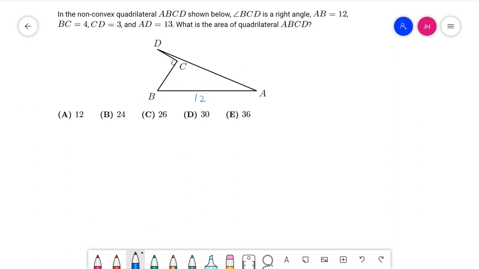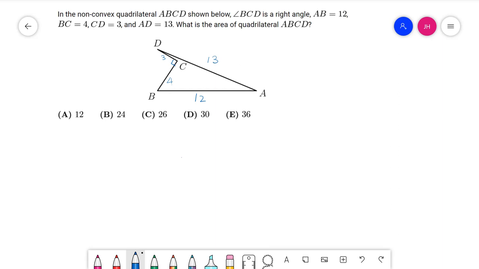BC equals 4. Where is BC? Here is 4. And CD equals 3. And AD equals 13. And it is asking what is the area of the quadrilateral ABCD.